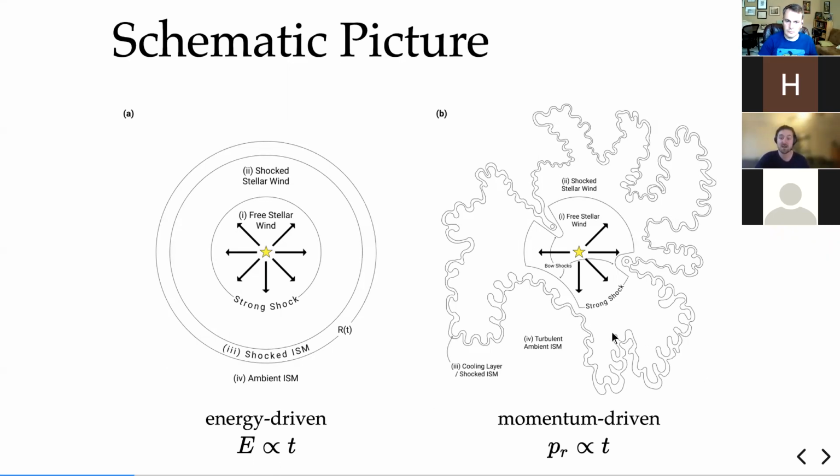So what does our model do? The free wind is still quite the same. You still have a wind that goes through a strong shock, but now you're dealing with a turbulent background. The basic proposal of our model is: what happens if this turbulent background is so efficient at removing energy from the wind bubble that the evolution of the wind bubble becomes momentum driven rather than energy driven? What I mean by that is that the total radial momentum carried by the bubble increases linearly in time, as opposed to the energy increasing linearly in time.